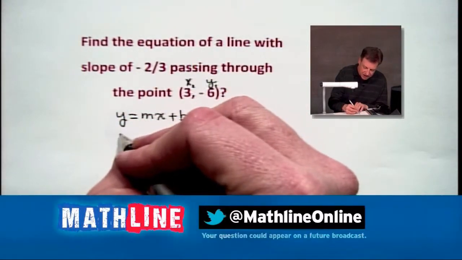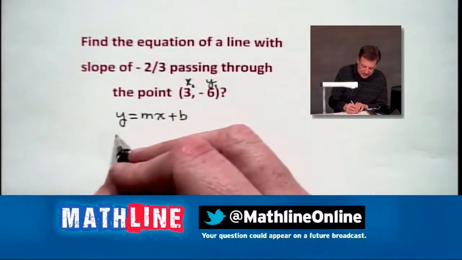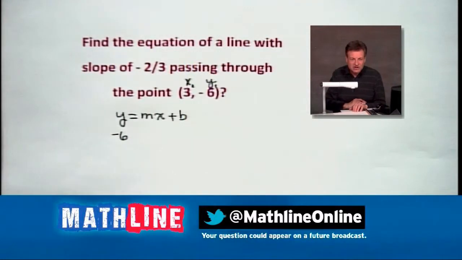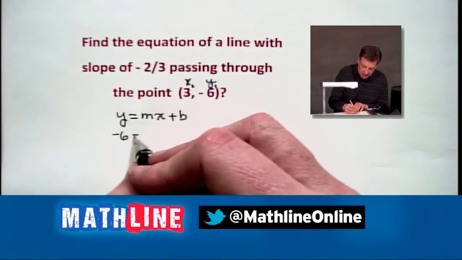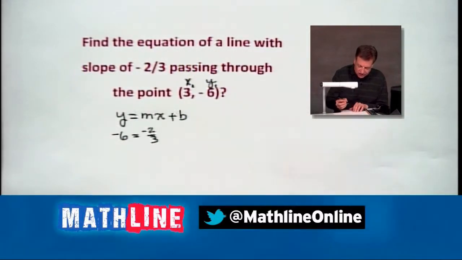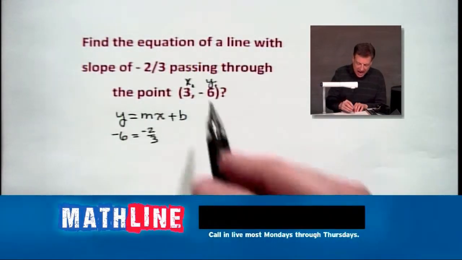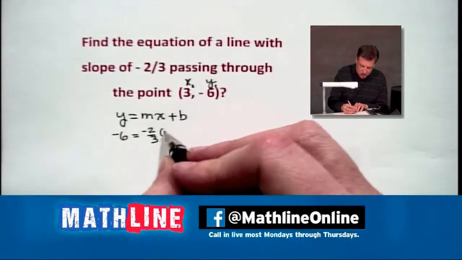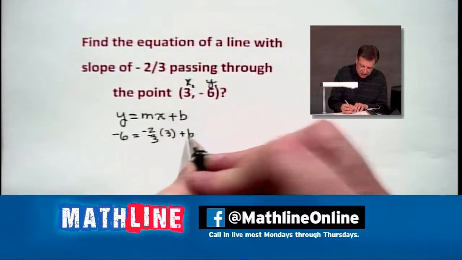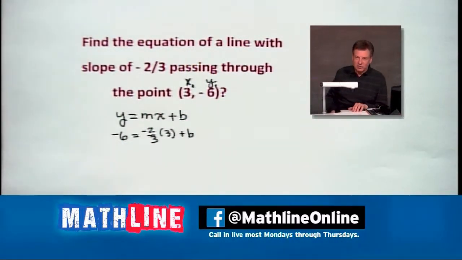Let's see what's going to happen here. I know y, it's -6. Substitute it right in there, Juwan, all right? Over here, I've got -2/3. That's my slope. And then I've got my x value, which is 3. And then I'm going to tack on my little old creature b. All right, there we have it.